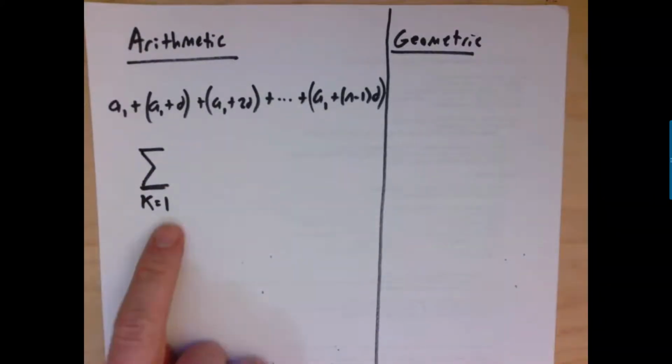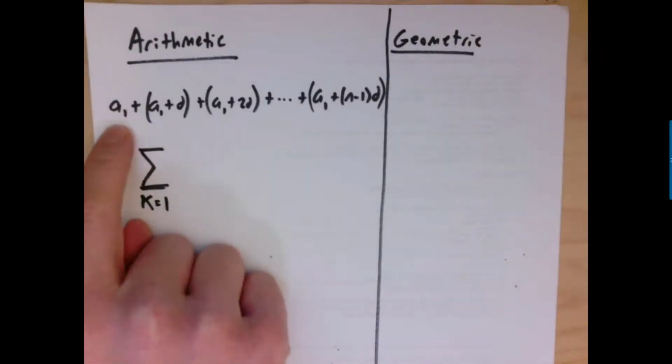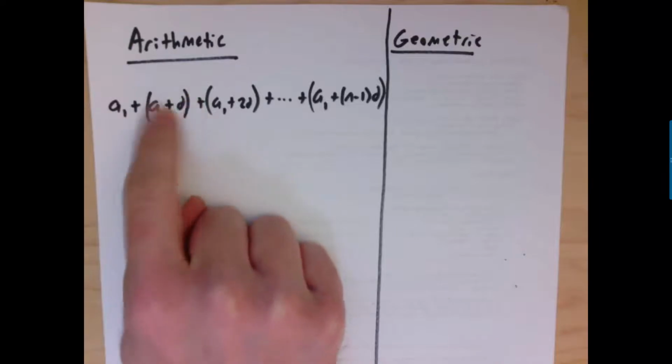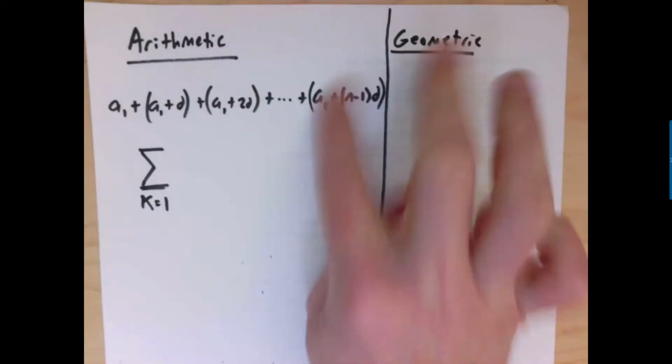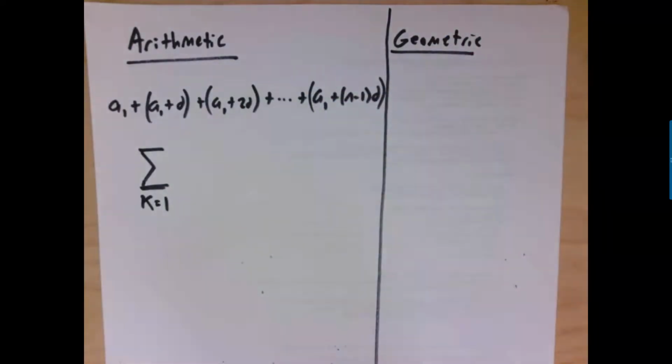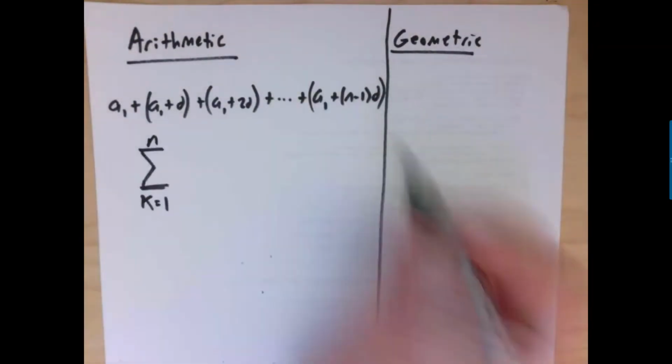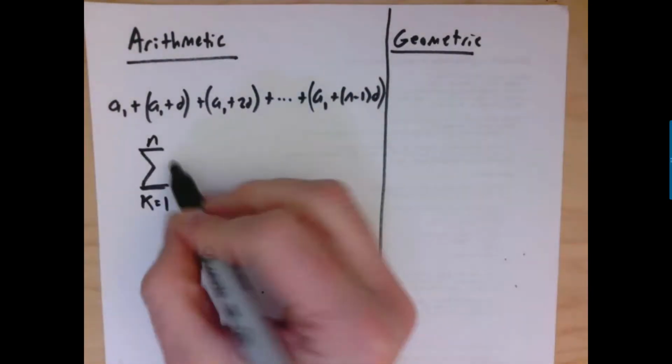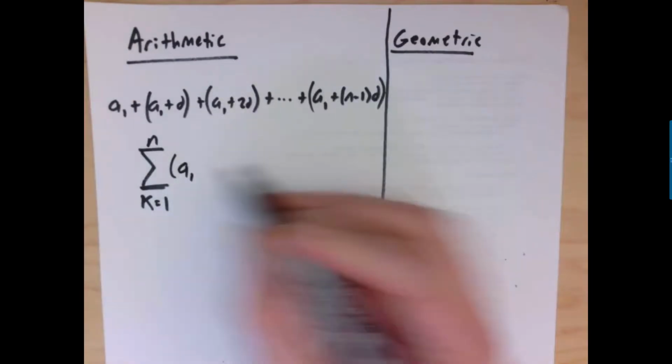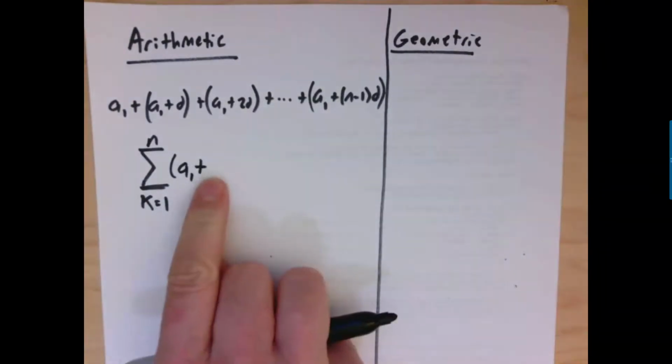I guess I want k to represent the term number. So this will be with k equals 1, this term will be with k equals 2, and it goes all the way up to the last term, which is k equals n. So 1 would be my starting value, n would be my ending value. And then every term has the same structure. It's a sub 1 plus some number of d's.